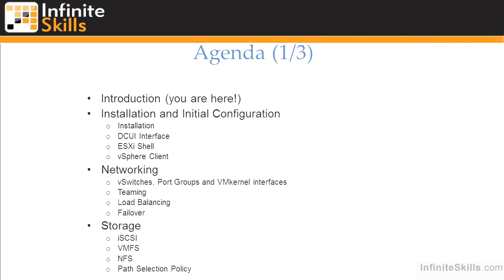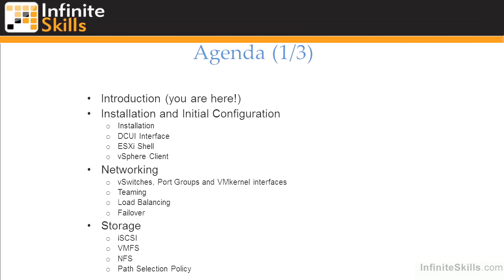So in the first section, we're going to do the introduction as we're doing right now, but we'll look at the installation and initial configuration. So the install, the DCUI menu-driven interface, the ESXi shell, and also managing our hosts directly using the vSphere client. Then we'll take a look at configuring networking, including vSwitches, port groups, and VM kernel interfaces, teaming, load balancing, and network failover for setting up high availability, high performance network environments for virtual machines.